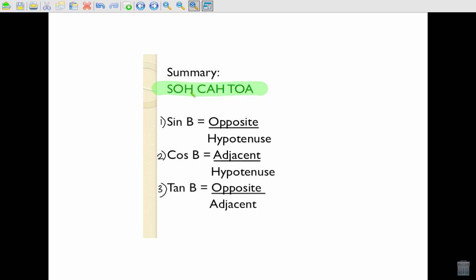SOHCAHTOA just takes our sine and makes it opposite over hypotenuse. Cosine is adjacent over hypotenuse, and TOA is opposite over adjacent. So you can use this word, SOHCAHTOA, in order to remember which side goes with which ratio.